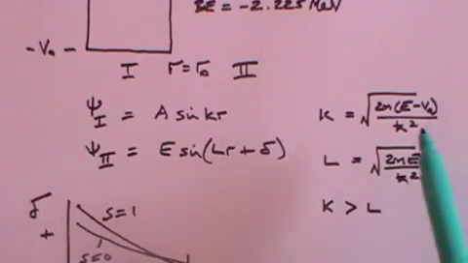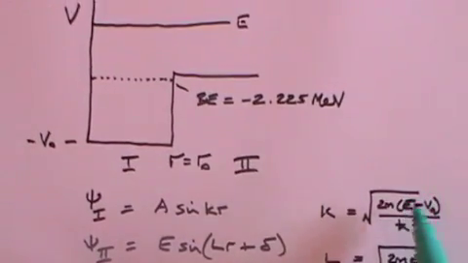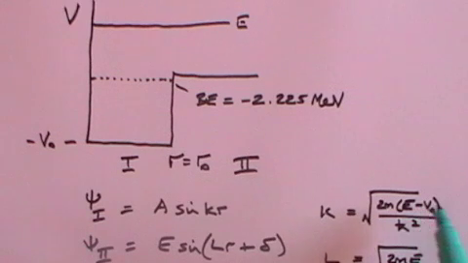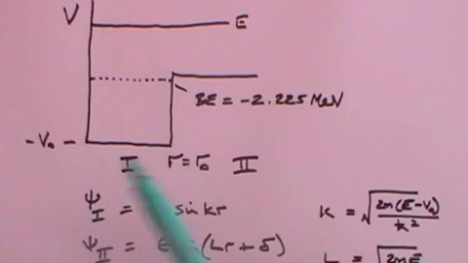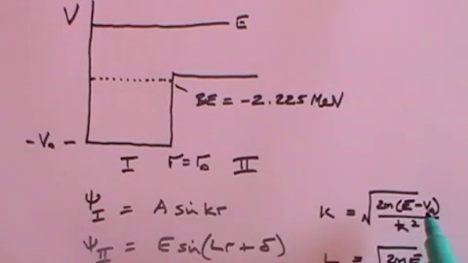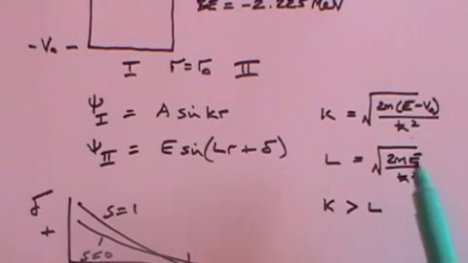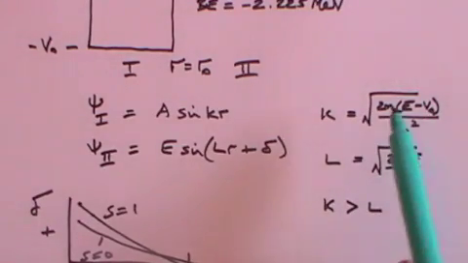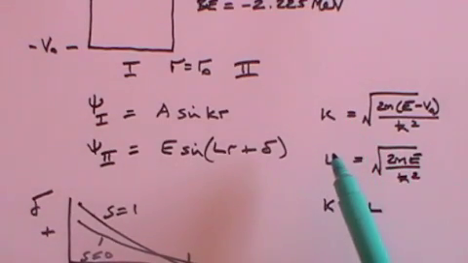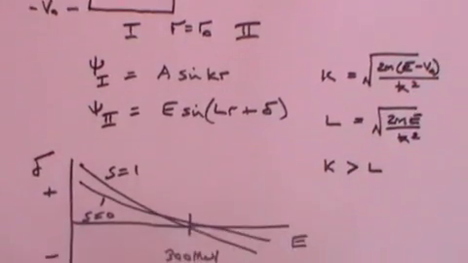Why? Because E minus V naught is E minus a minus term, and the minus is minus 36. So E minus V naught is the equivalent of E plus 36, whereas for L you've only got E. So this term has an E plus 36, this term has an E, so K is greater than L. Are we all agreed? Yes.